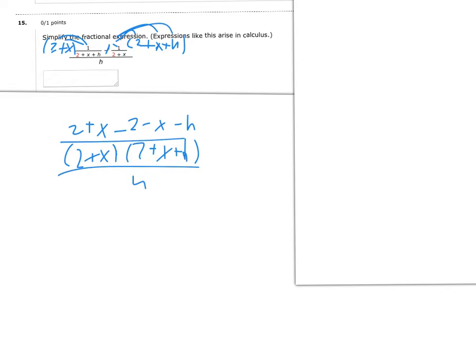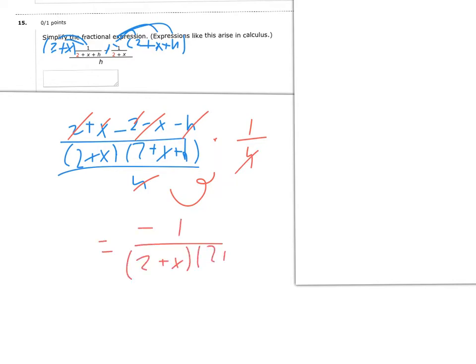Okay, so now we'll combine like terms up top, which means really cancel stuff out. So we're left with negative h, and I'll go ahead and multiply by 1 over h now. And you can see that these h's cancel out. So I'm left with negative 1 over 2 plus x times 2 plus x plus h.